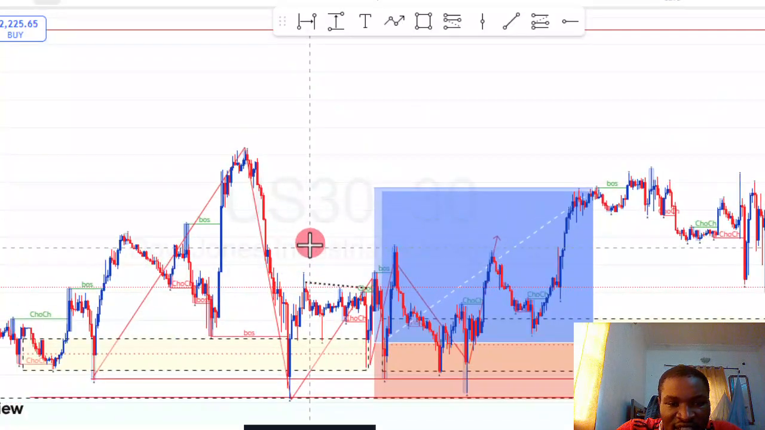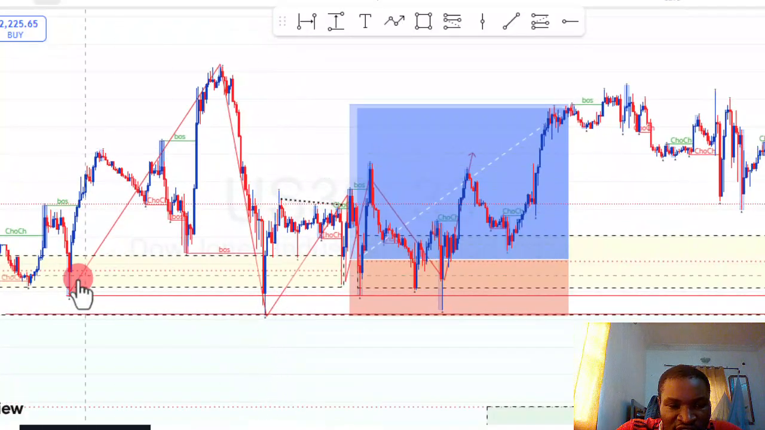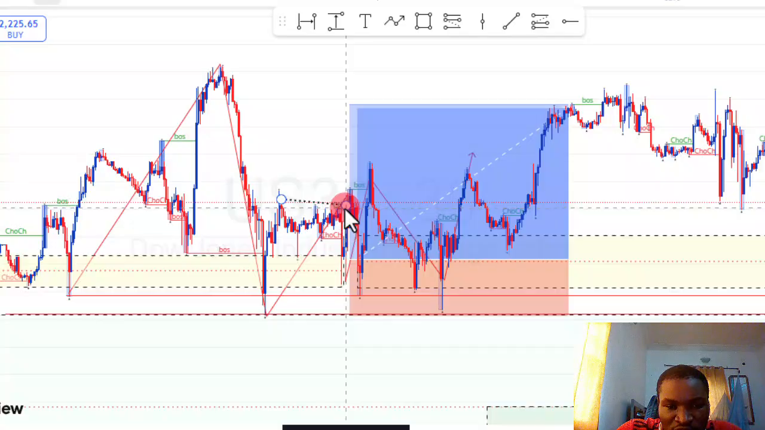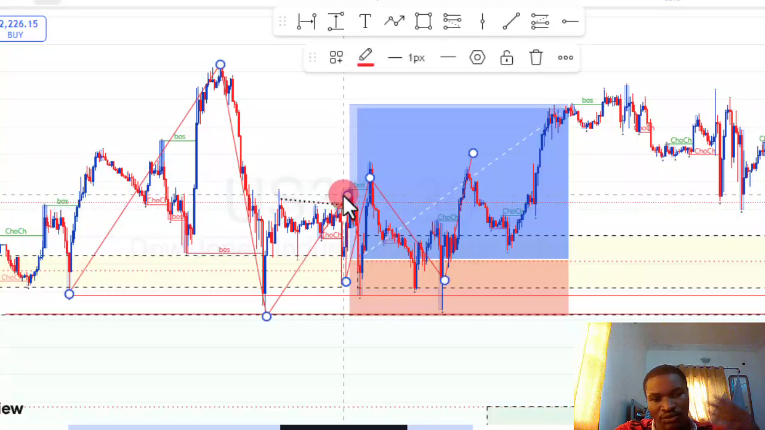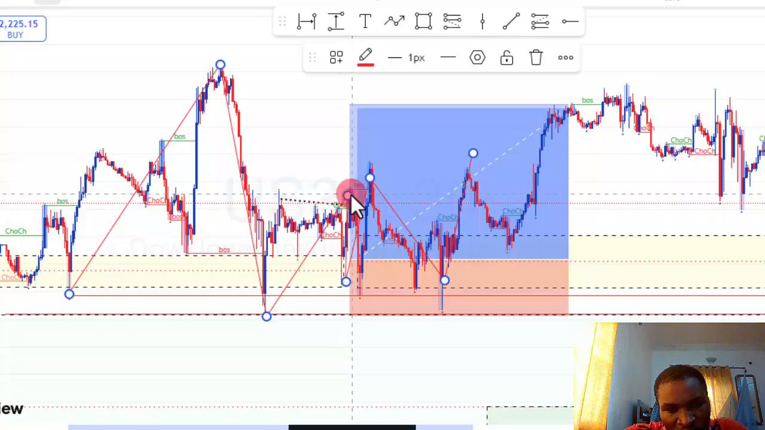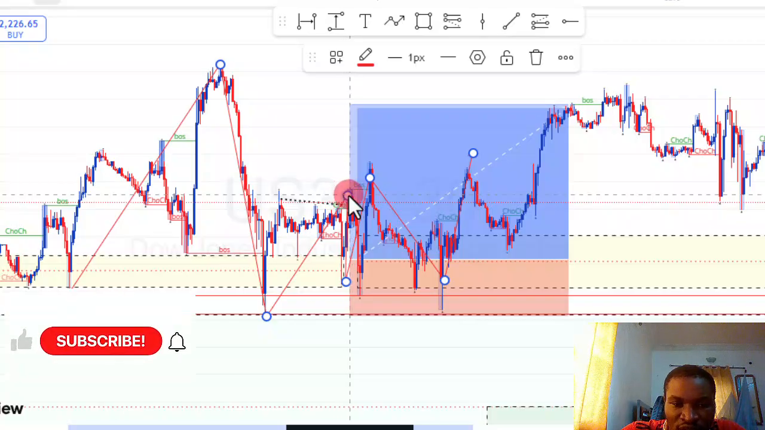That is the same example: when there is liquidity and an internal break of structure. So that is it. I don't want this video to be long, so I'll be ending this video here.